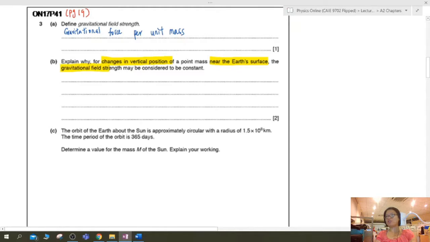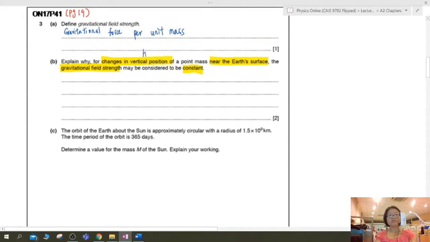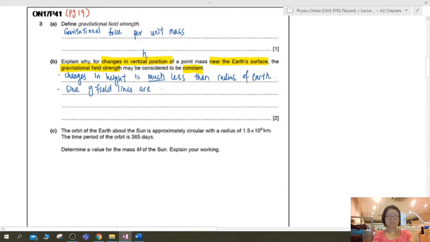So explain why, for changes in vertical position for a point mass near the Earth's surface, the gravitational field strength may be considered to be constant. So let's call the vertical position h. And Miss Ellie also mentioned to you about this in your lecture video. So changes in height is much less than the radius of the Earth. Like the radius of the Earth is 6.4 times 10 to the power of 6 meter. How many thousand meters are you going to change? It's not going to make a difference, right?